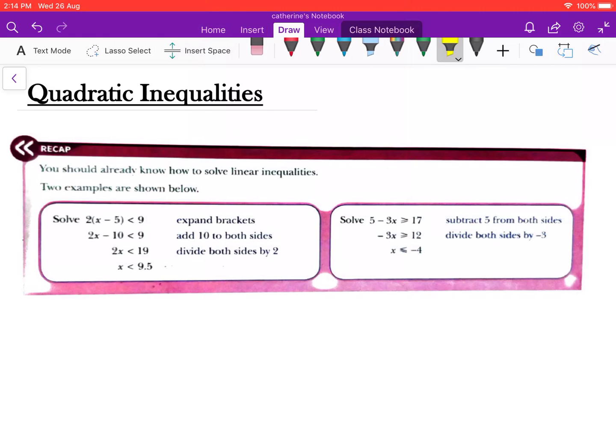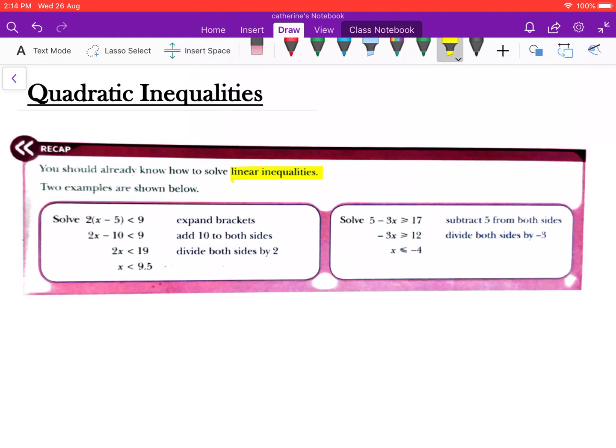Hello everyone, let's look at quadratic inequalities today. As this is a very famous topic in IGCSE additional mathematics, I think it is important for us to know how to actually solve quadratic inequalities. Before we enter quadratic inequalities, we should know how to solve linear inequalities.